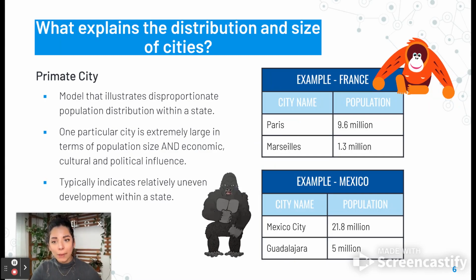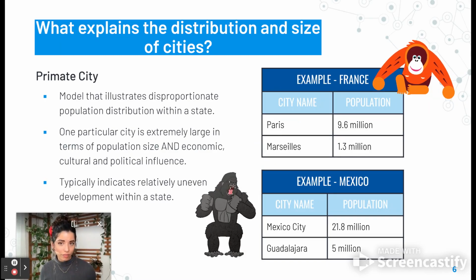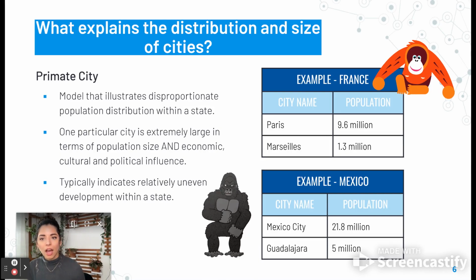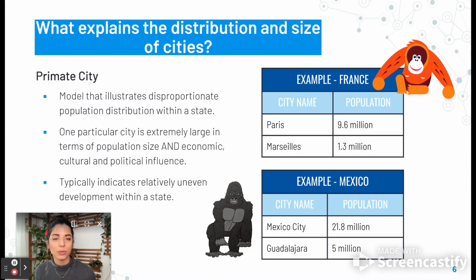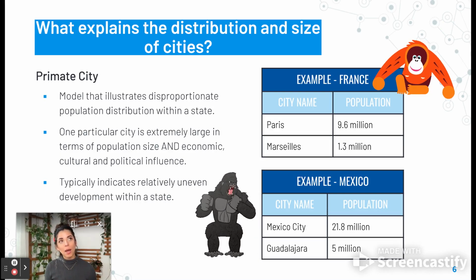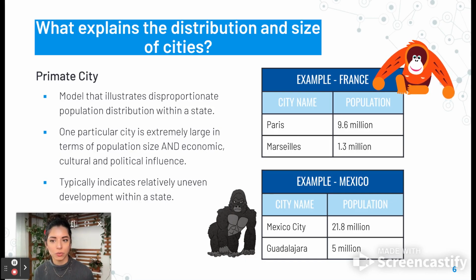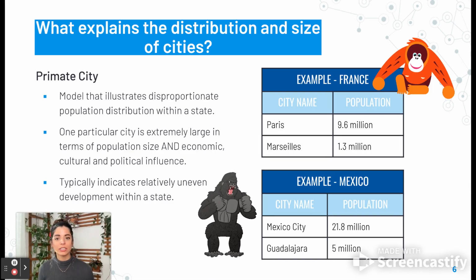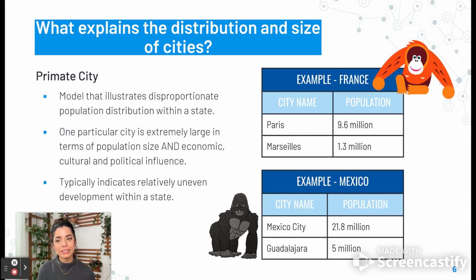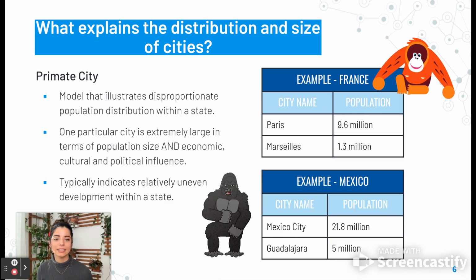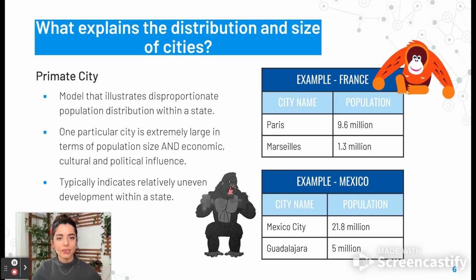So for primate cities, this is another concept. This often comes up on the exam every year. This is a model that illustrates disproportionate population distribution within a state. So if a place does not have even development or even population distribution, we do see this occur. One particular city is extremely large in terms of population size, but also in terms of economic, cultural, and political influence. This typically indicates uneven development, right, within a country.